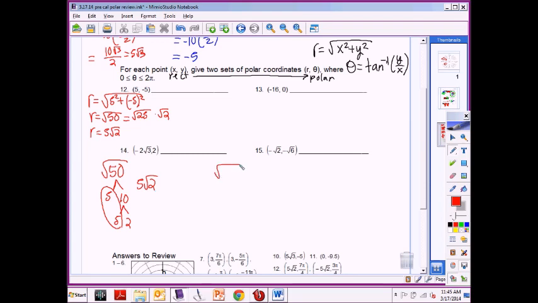If I had the square root of 45, is there a perfect square in 45? 9. And what would times 9 to give me 45? 5. So this becomes 3 square root of 5. Or, if I'm not good at knowing my multiplication, I just know the basics. But where there's a pair, they go outside, and when there's no pair, it stays on the inside. It's going to give you your simplified radical.